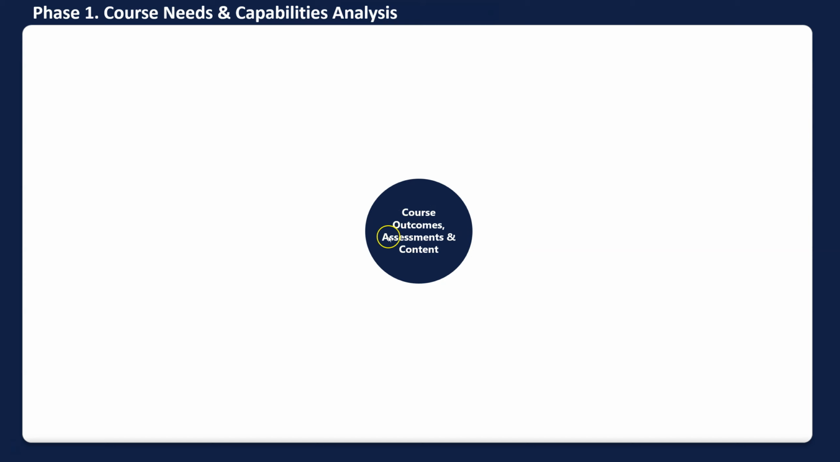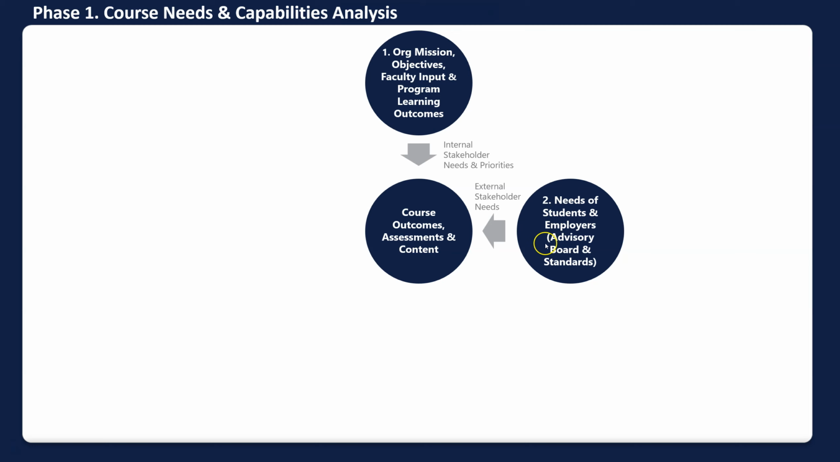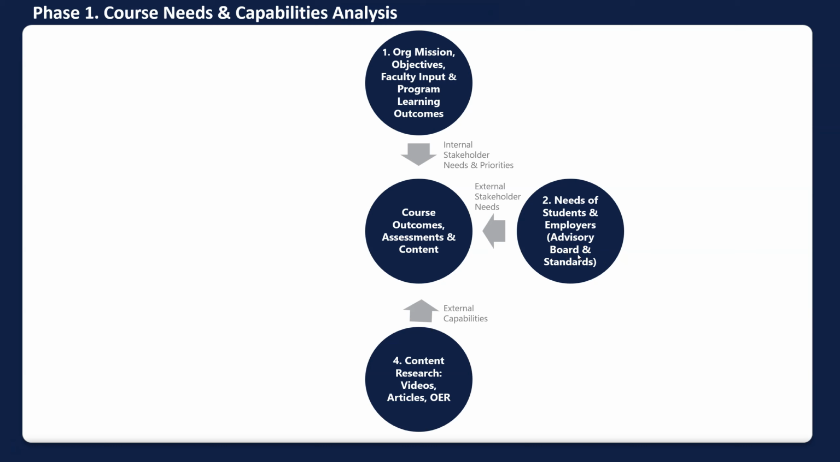And then external stakeholder needs. So you're going to fill out part of the form where you're going to do your best to assess the needs of students and employers. Sometimes that's the advisory board or standards. Addiction counseling already has defined standards.